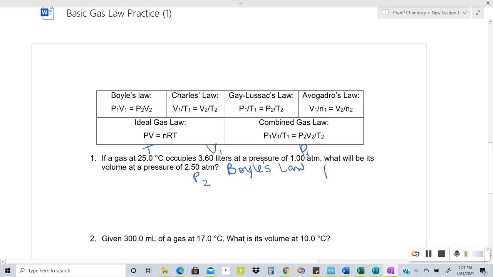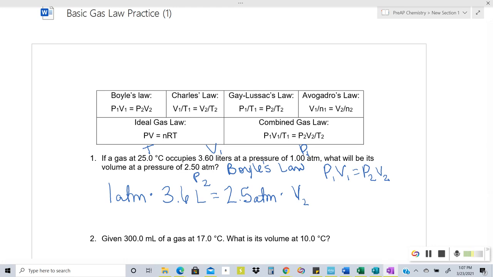Okay, which is P1 V1 equals P2 V2. So let's go ahead and solve that. I've got 1 atmosphere. It's P1 times 3.6 liters equals 2.5 atmospheres times V2. So I'm looking because it says what is the volume at this new pressure. Now I do want you to remember all of those numbers in the problem itself where it wrote them are 3 sig figs, so don't forget our answer will need 3 sig figs.